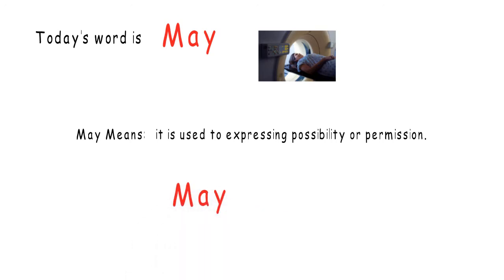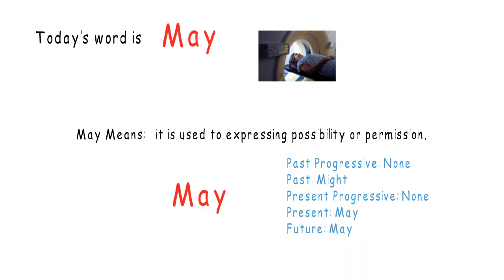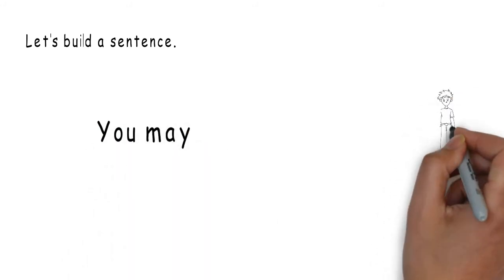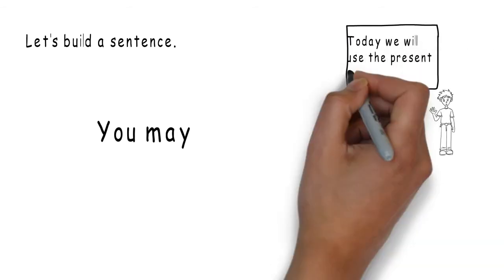May. Past progressive, none. Past might. Present progressive, none. Present may and future may. Let's build a sentence. You may. Today, we will use the present tense.